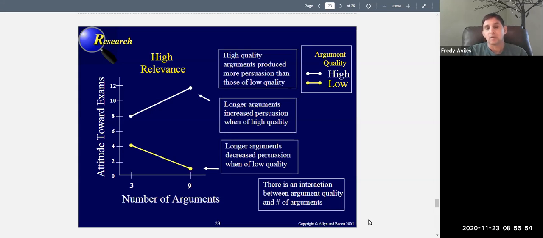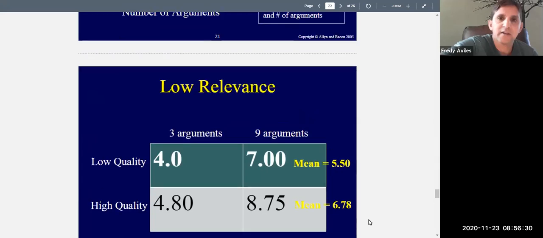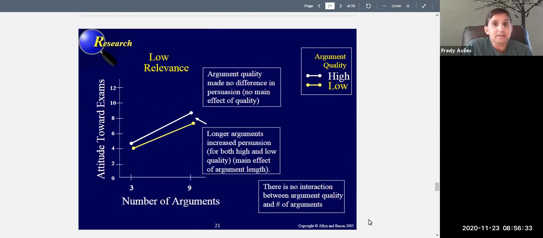So when you ask, is it more persuasive to have a longer message? The answer is, it depends. It depends on whether you have a high quality argument where it does work, or whether you have a low quality argument where it doesn't work, where it actually makes it worse. A longer argument of low quality is actually less persuasive. It makes you want to believe in the message even less. So believe it or not, this is a very interesting effect. When you don't care, when it's low relevance, okay, quality doesn't matter, but making the message longer makes it more persuasive.